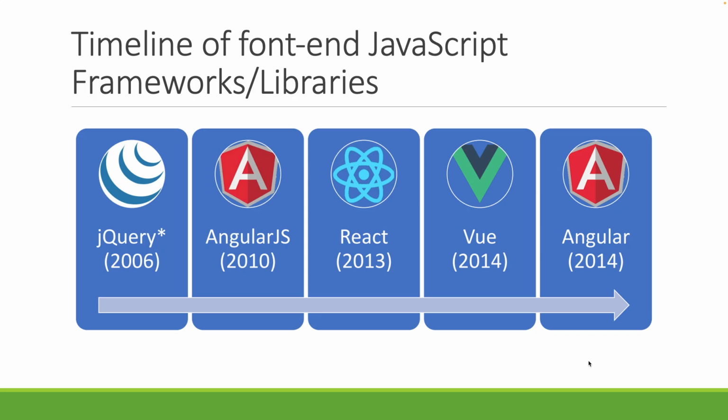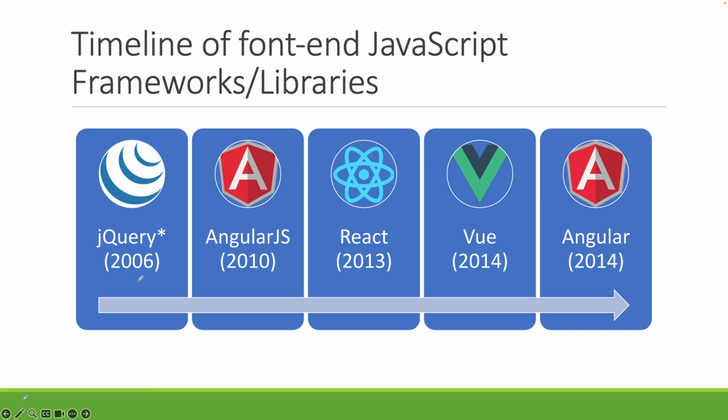This picture shows a timeline of front-end JavaScript frameworks or libraries. After JavaScript, we have a very popular library called jQuery since 2006. I used jQuery for a very long time, and it's very powerful compared to plain JavaScript, especially since it provides a lot of APIs to deal with things like Ajax, applying CSS, or manipulating DOM objects.